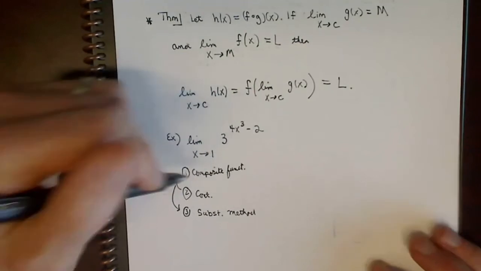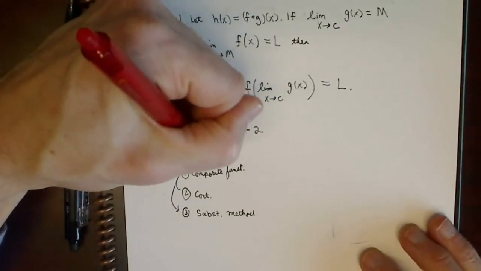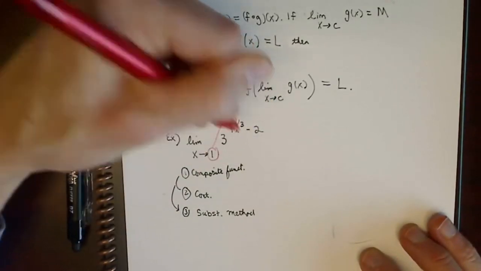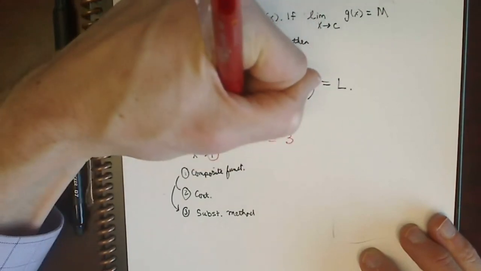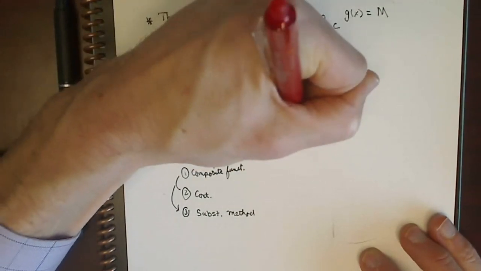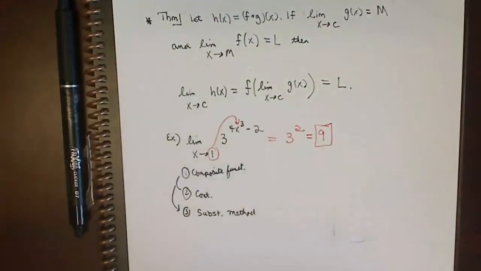Which means we can take this value of 1 and plug that directly into the function to get a result. So we can plug this 1 into that x, and our limiting result is 3 raised to 4 times 1 minus 2, which is 3 squared, and the limit is then equal to 9. So hopefully this helps with a couple of the questions you may have in the homework.